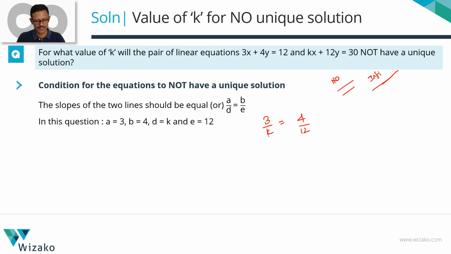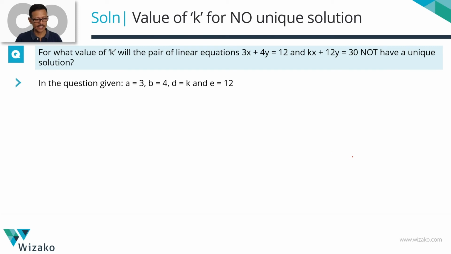So value of k, take it to this, let's cross multiply. K equals 3 times 12 upon 4, 36 upon 4, k equals 9. The value of k equals 9, then we'll end up having these two lines having the same slope. These two lines have the same slope, then they're not going to have a unique solution. Let's complete till that part in a printed form.